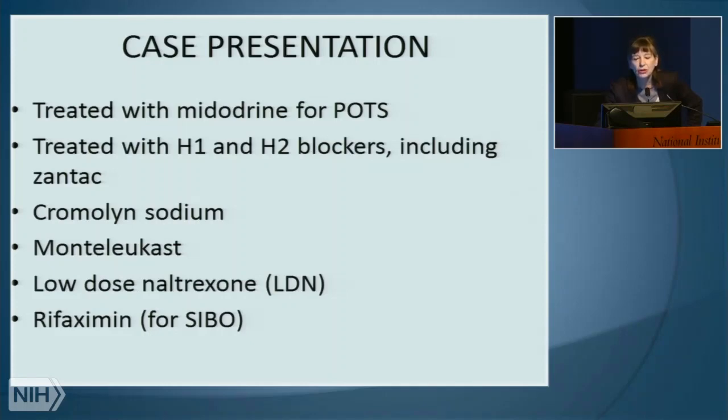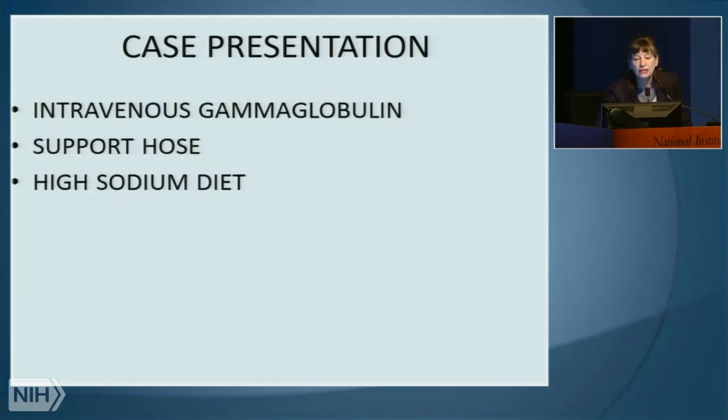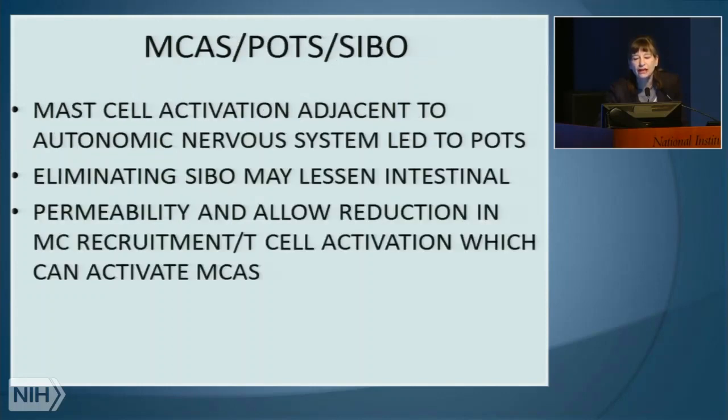And so she was treated with midodrine, and her POTS improved. She was also treated with H1 and H2 blockers, cromolyn sodium, which is a mast cell stabilizer, montelukast, and low-dose naltrexone, and her SIBO was treated as well. And many of her symptoms resolved. She also received IV gamma globulin. Now, this is max treatment and probably not necessary in the usual patient, but I just thought it was illustrative of a lot of the different comorbidities and how they all occurred in this one patient.